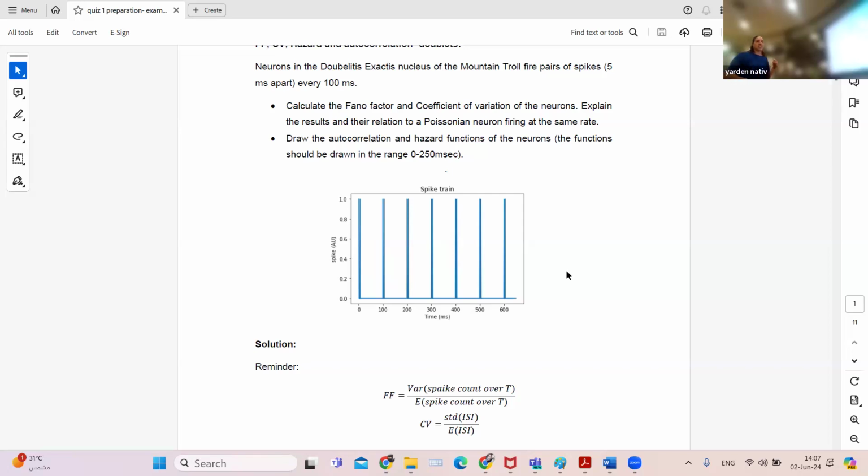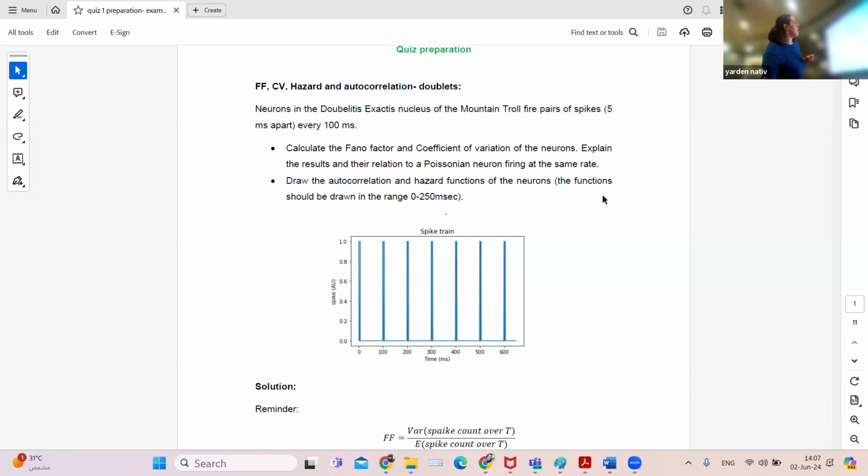Okay, let's start with this one, and we won't do the Fano factor and CV. We will do only the autocorrelation and the hazard function. So we have the neurons in the nucleus of the mountain troll, which fire pairs of spikes 5 milliseconds apart every 100 milliseconds. So you need to draw the autocorrelation and the hazard functions of the neuron, in the range of 0 to 250. Go.